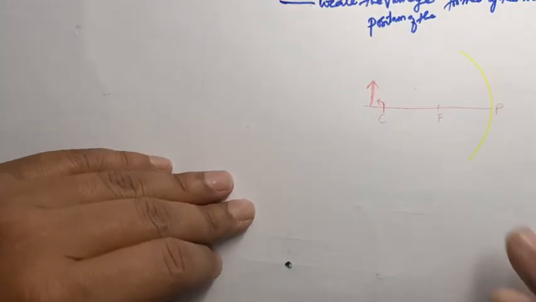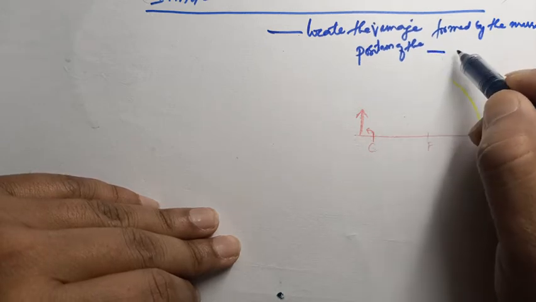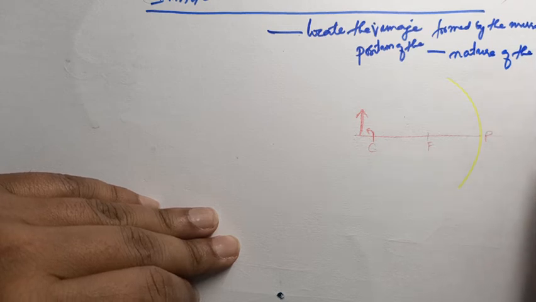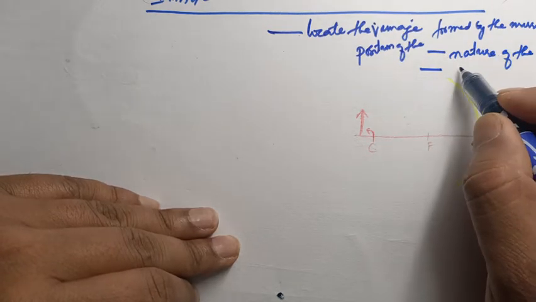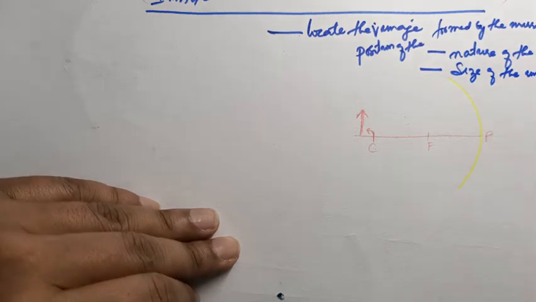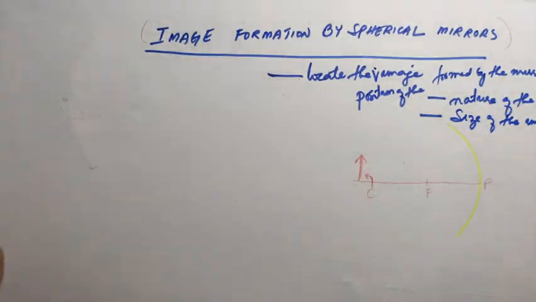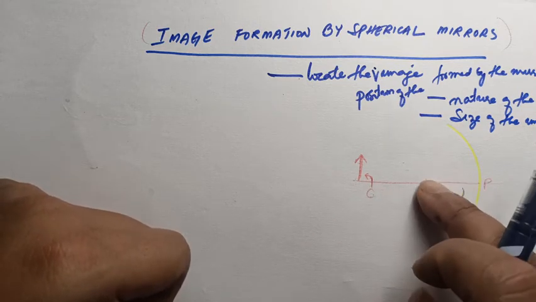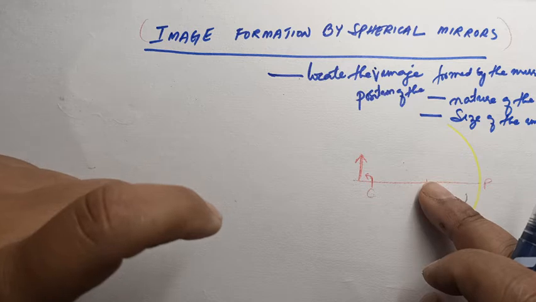Will this topic help you only to locate the position of the image? No, it will also help you find out the nature of the image. What is the nature? I'll tell you, don't worry. It will also help you find out the size of the image formed. So after we finish this topic, we will be able to know three things. Number one, we will exactly locate the position of the image formed by the mirror. Number two, we'll know the nature of the image. And number three, we'll know the size of the image.